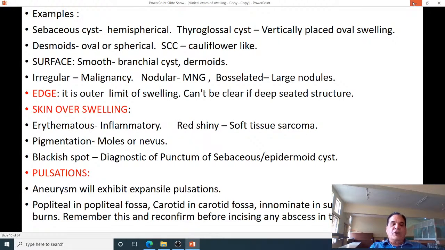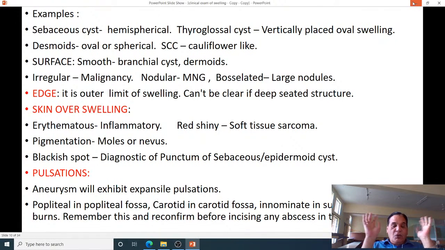Now comes the skin over the swelling. Red, erythematous, inflammatory. Red, shiny, soft tissue sarcoma. Pigmentation, mole, nevus. Blackish spot. Blackish spot over a soft swelling is diagnostic of sebaceous cyst. It is a punctum. So if it is a punctum, you don't have to think, see, it is sebaceous cyst.